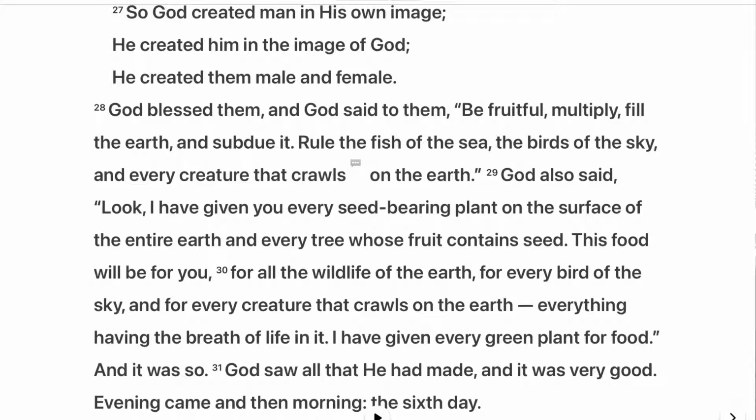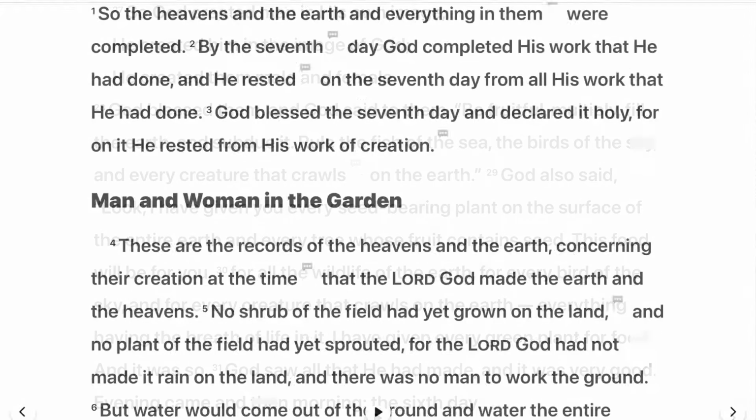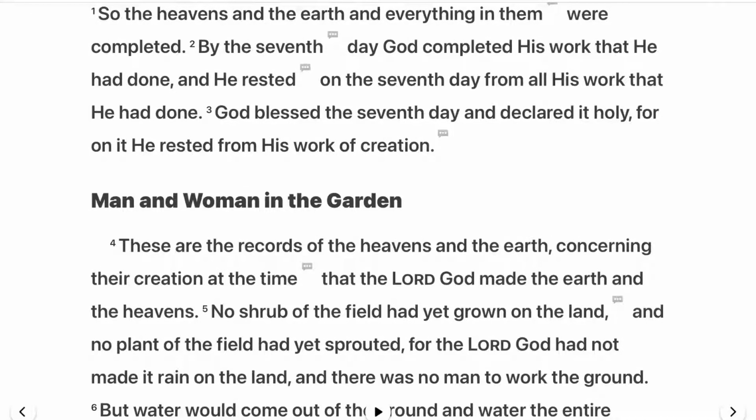Evening came, and I want you to note this phrase again. Evening came, and then morning, the 6th day. And then he says, so the heavens and the earth and everything in them were completed. By the seventh day, God completed all his work he had done, and he rested on the seventh day from all his work that he had done. And God blessed the seventh day and declared it holy, for on it he rested from his work of creation. All right, I just wanted you to see the thought right there.